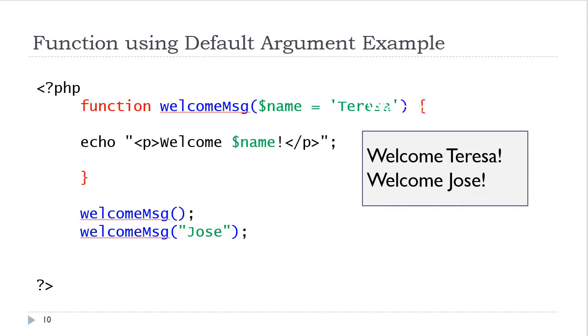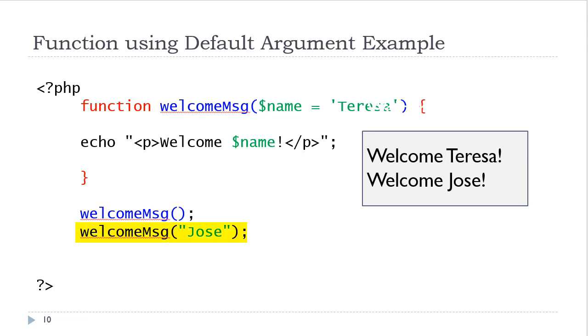You can assign a default argument when you're creating a function with an argument. Here in my function, welcome MSG, I have the argument $name, but I have it set to the value of Teresa. Now inside the curly braces, I am only using the variable $name. So I am calling that function twice. The first time I do not have any value being passed to the function, therefore it will use the default value of Teresa, and as you can see, it does say welcome Teresa.